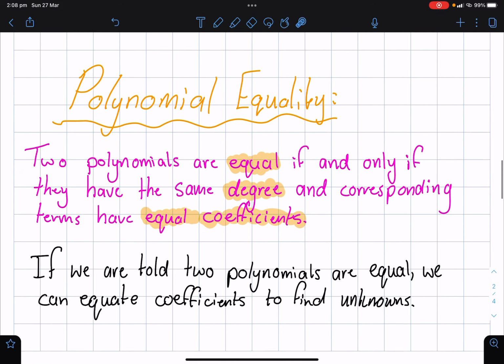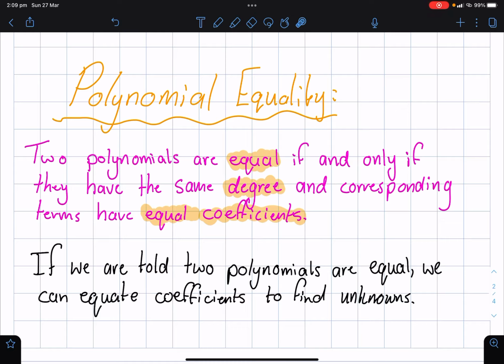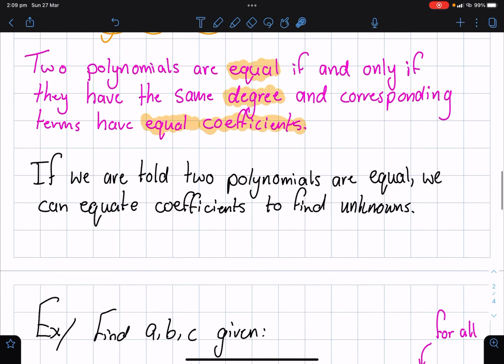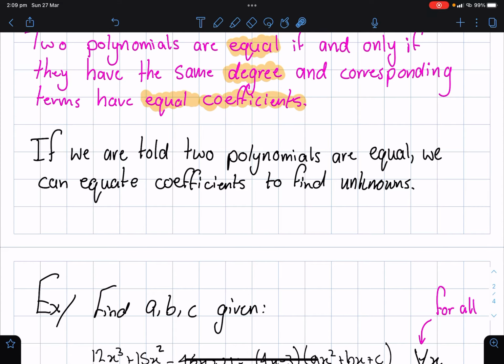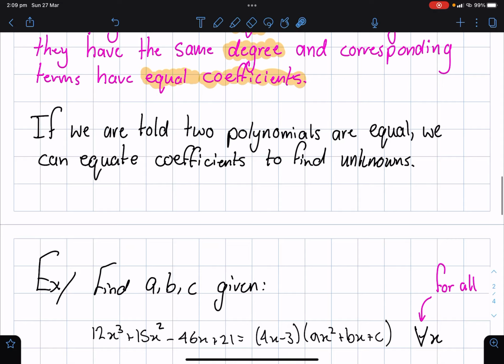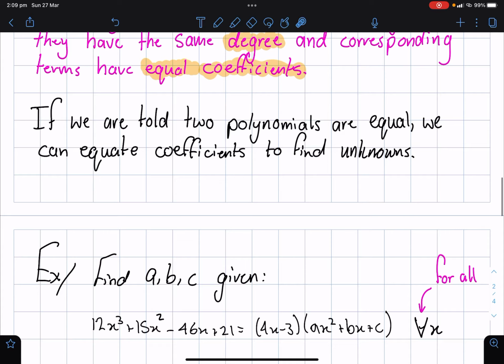Okay, so as I said just before, if we are told two polynomials are equal, we can equate coefficients to find unknowns. So an example of this: find a, b, and c given that 12x cubed plus 15x squared take 46x plus 21 equals 4x take 3 multiplied by ax squared plus bx plus c for all x. This little symbol here just means for all. So this is supposedly true for all x. Let's find a, b, and c.